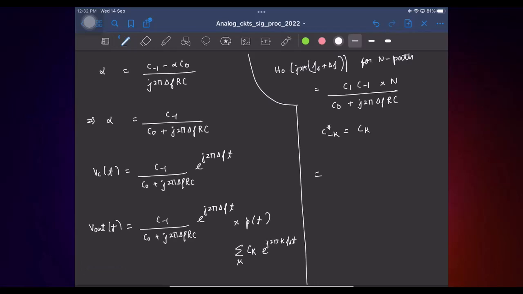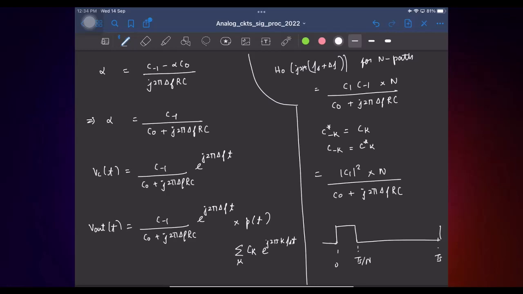Yeah, so this means C minus K is C conjugate K, right? So this is basically mod C1 square times N by C0 plus J2 pi delta F RC. And C0 and C1 are the Fourier coefficients of this pulse, starting from 0 ending at Ts, and it is on for Ts by N.